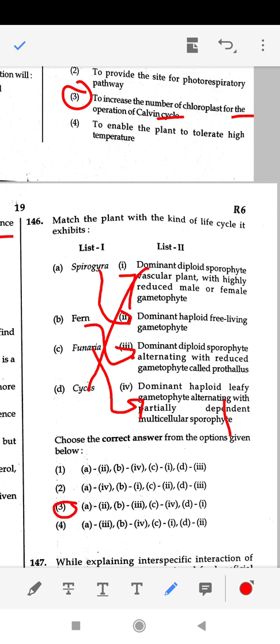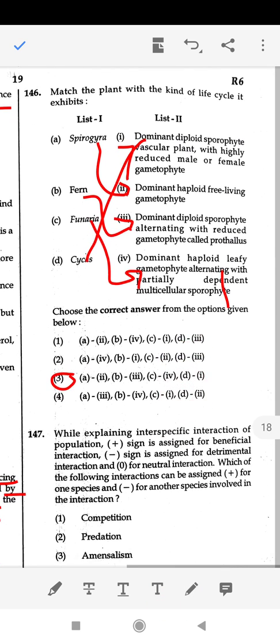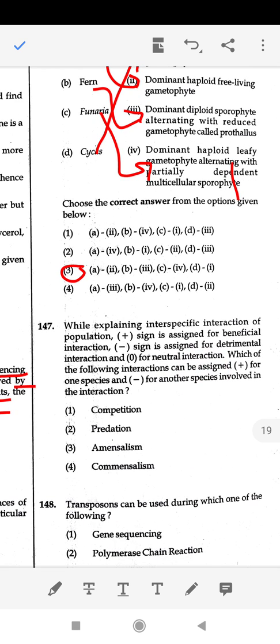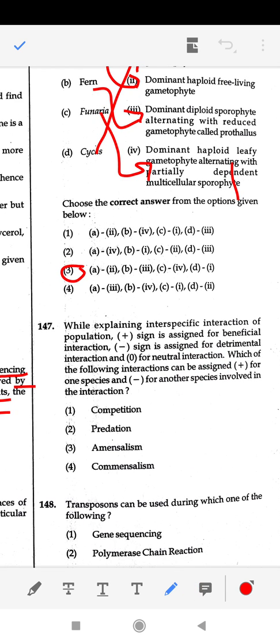So 3 option is the right one. Next is, while explaining interspecific interaction of population, plus sign is assigned for beneficial interaction, negative is for detrimental and 0 for neutral. Which of the following interactions can be assigned plus for one species and negative for another species involved in the interaction?